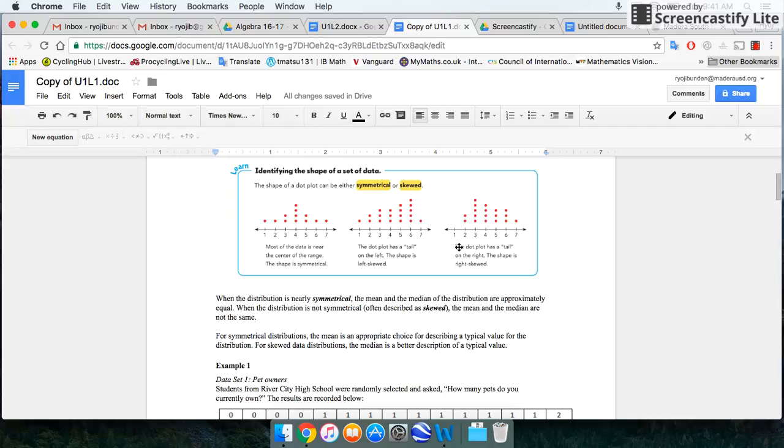On the other side of that, notice how on this distribution type on the right, most of the data is on the left, and then it starts to decrease as we go to the right. So we call this skewed right.